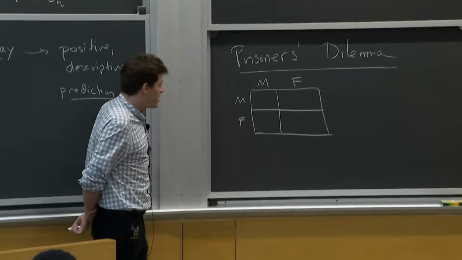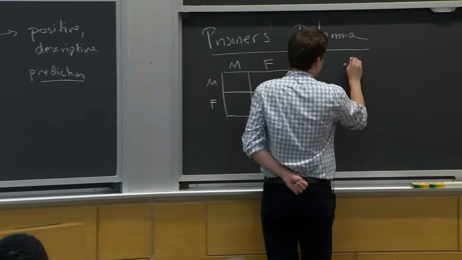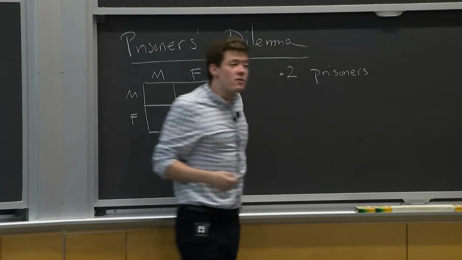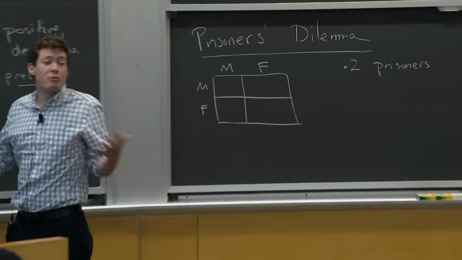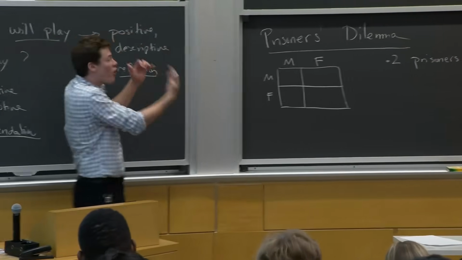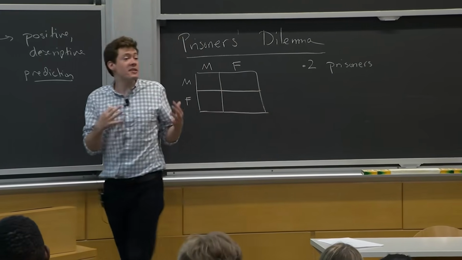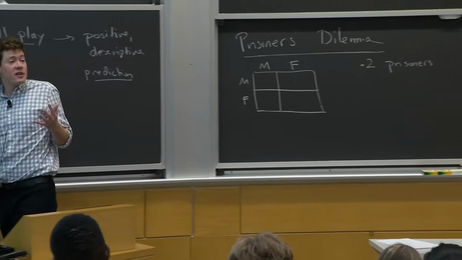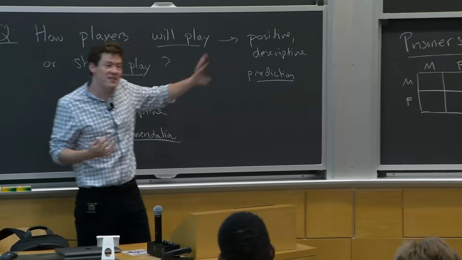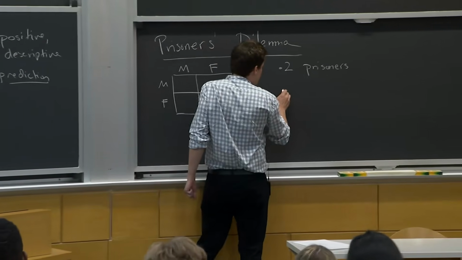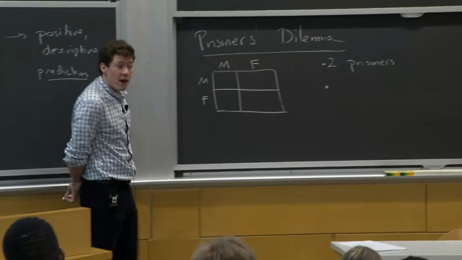So let me tell the story here. So we have two prisoners. And we assume that they're placed in separate cells. Again, this is going to be a colorful story to help motivate this particular game. But the lessons from this game, I think a lot of game theorists and economists believe, are much broader than this kind of silly story that we're going to tell here. So we have two prisoners, and they've been accused of a crime.